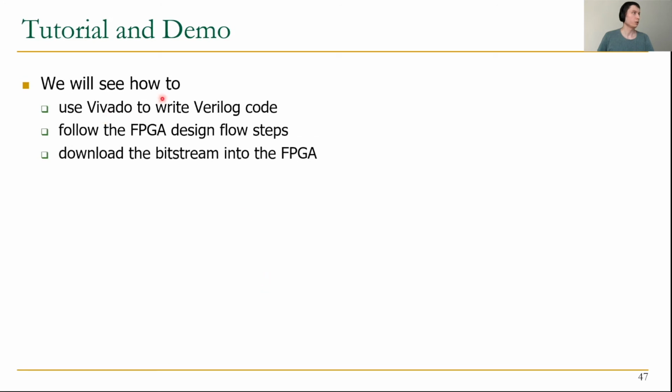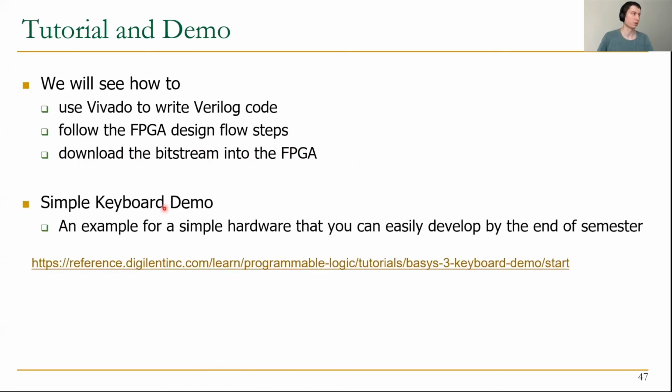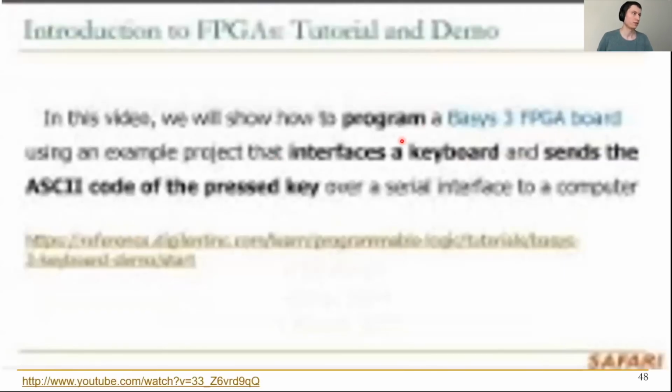Okay, so I will show you a very short demo. In this demo we will see how to use Vivado to implement some Verilog code and follow the FPGA design flow steps to download the bitstream to the FPGA and run a simple application, which is a keyboard demo. Basically, when you press any key on the keyboard, it will be displayed on the terminal, and the FPGA will be the hardware piece that processes the information that a key is pressed. Okay, and here's the video.